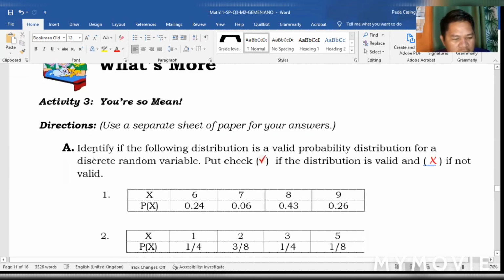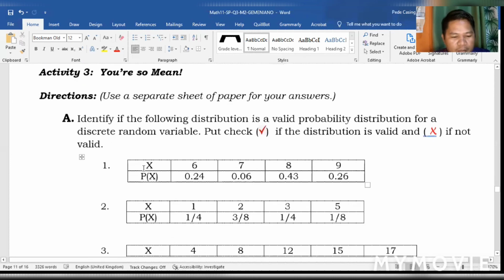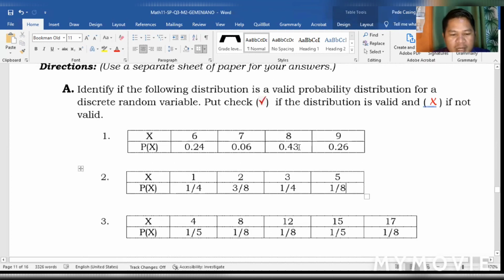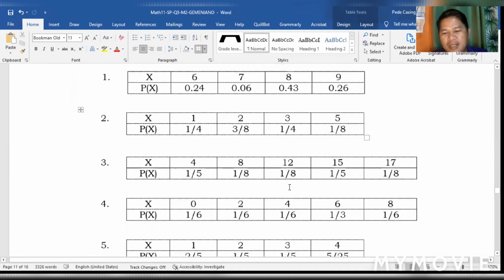Okay, directions: identify whether the following distribution is a valid probability distribution for a discrete random variable. Put a check if the distribution is valid and an x if not valid. So for a probability distribution, you just add the p of x here. Pag magiging equal to 1, that is a probability distribution. Pag hindi equal to 1, then it is x. This one, you also add the p of x, get the sum. Again, pag equal to 1, probability distribution, you put check. If x, kung hindi siya mag-equal to 1.